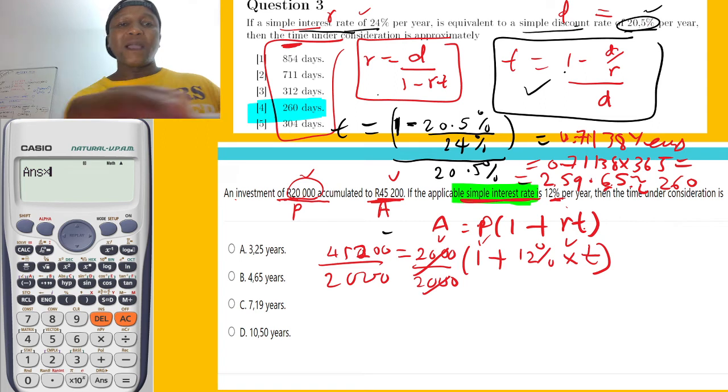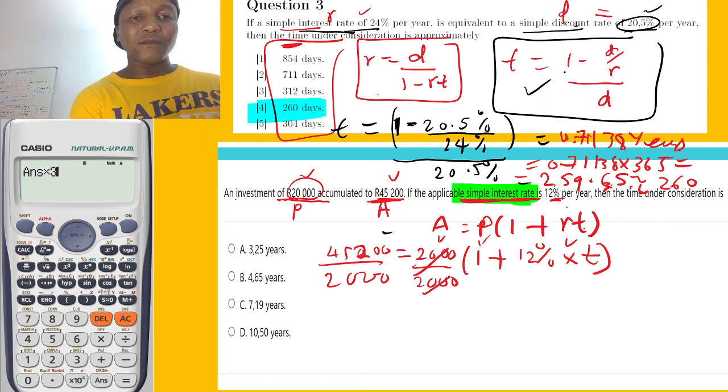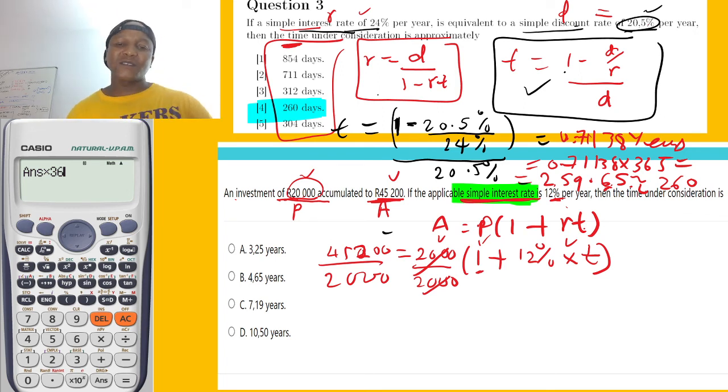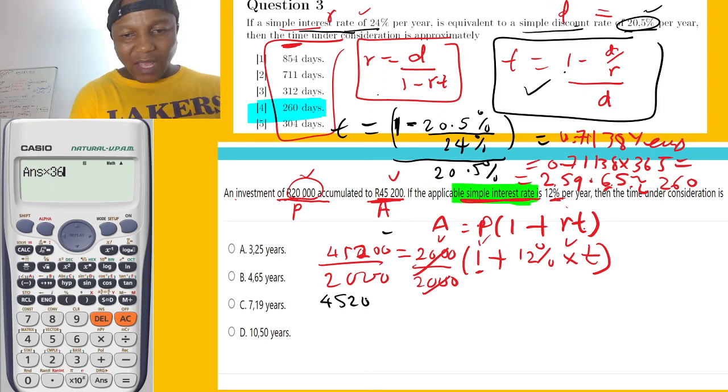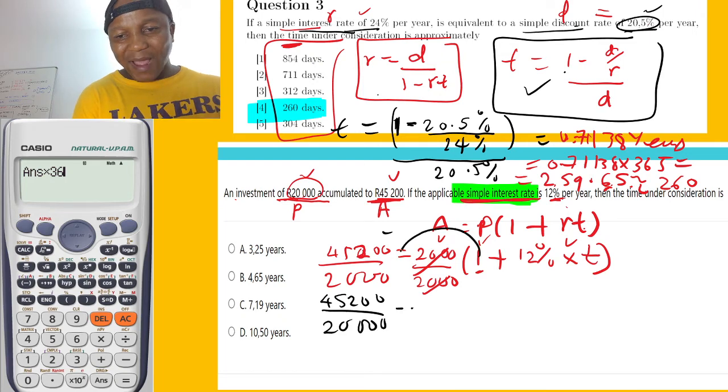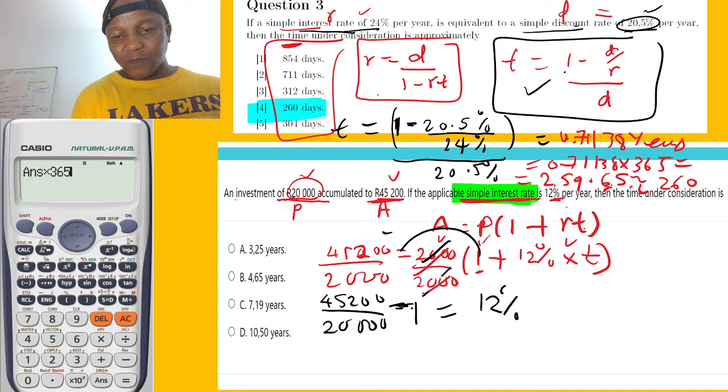And then what I'm going to do is move this to the left. So we're going to say 4,500 over 20,000, and then minus 1, because it's going to come here, right? Remember this concept. Minus 1 equal to 12% T.